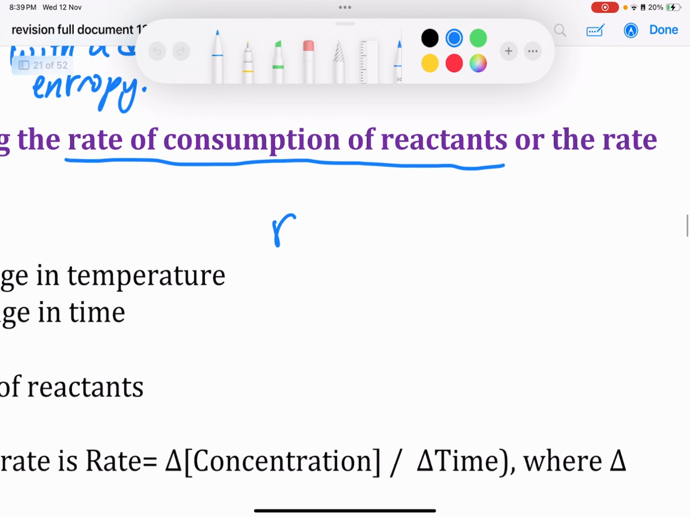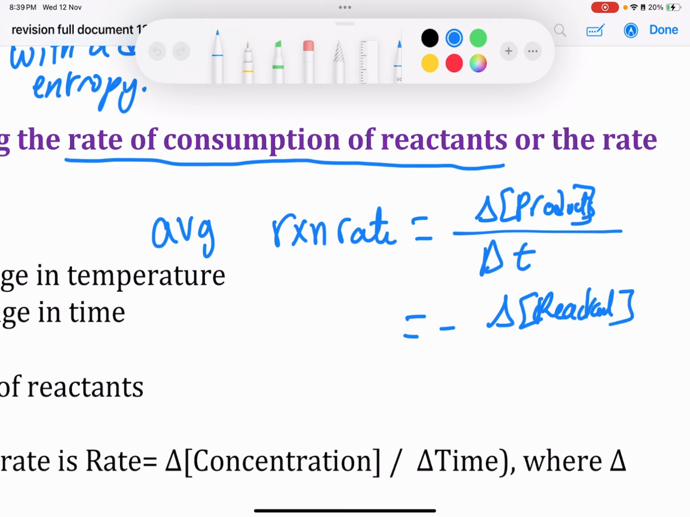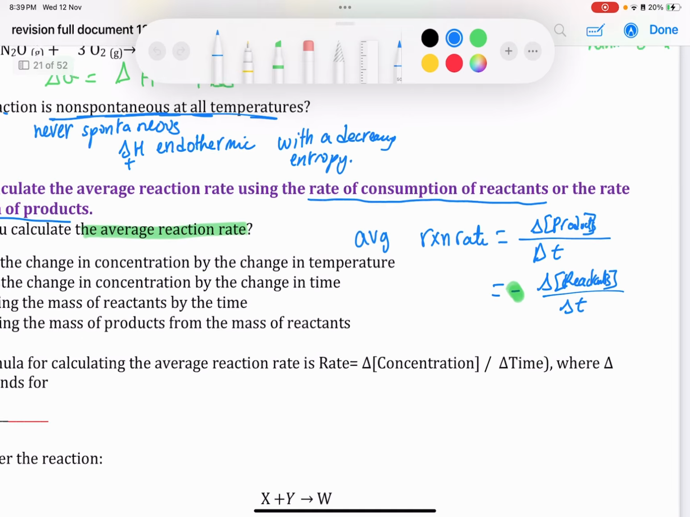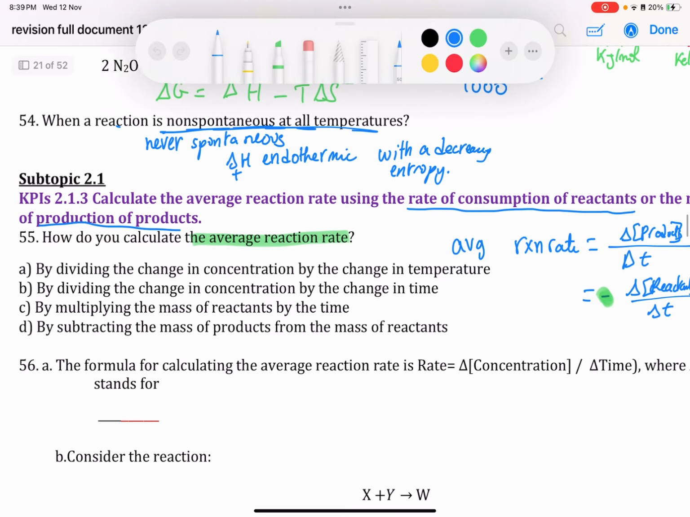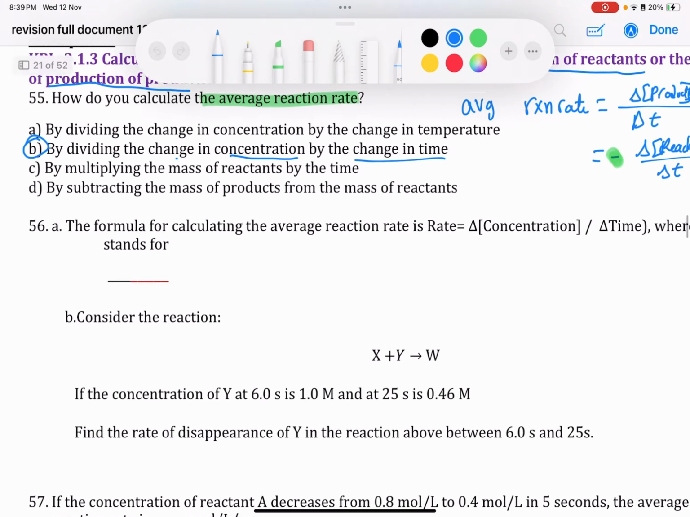So the average reaction rate could be calculated by using the concentration change of products over the time, or the consumption of reactants, the concentration of reactants over the change of time. Now for reactants, we always add the negative sign because reactants are consumed. So in this question, the correct choice is B, by dividing the change in concentration, whether reactant or product, by the change in time.